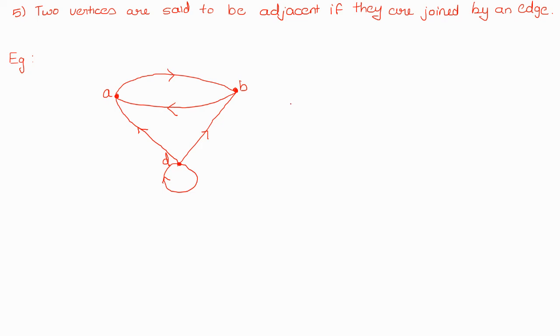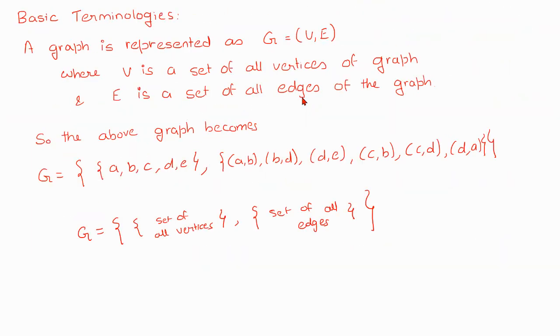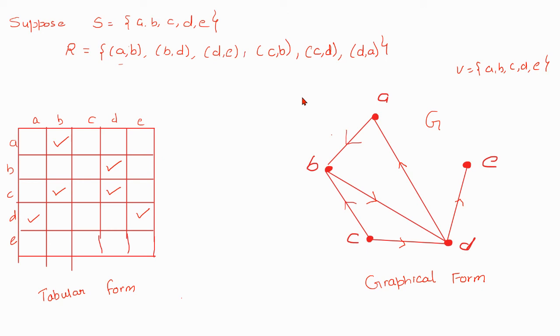Now two vertices are said to be adjacent if they are joined by an edge. Suppose in this case there is an edge between the vertices A and B. Therefore, these both vertices are said to be adjacent to each other. A is adjacent to B, and B is adjacent to A. And there is an edge from C to B. Therefore, we say that B is adjacent to C, or C is adjacent to B.